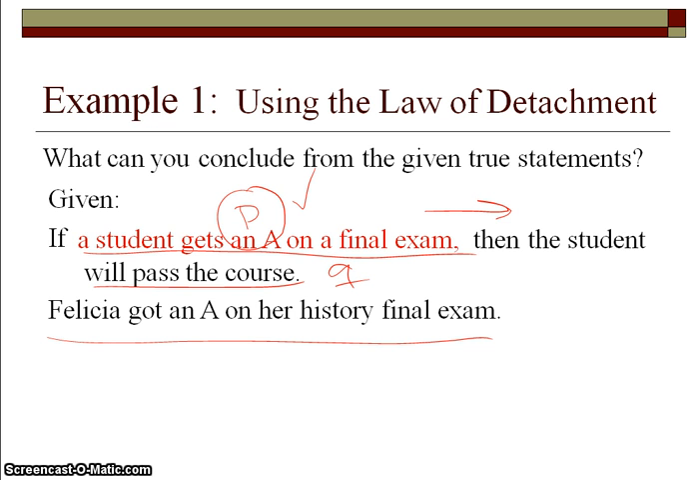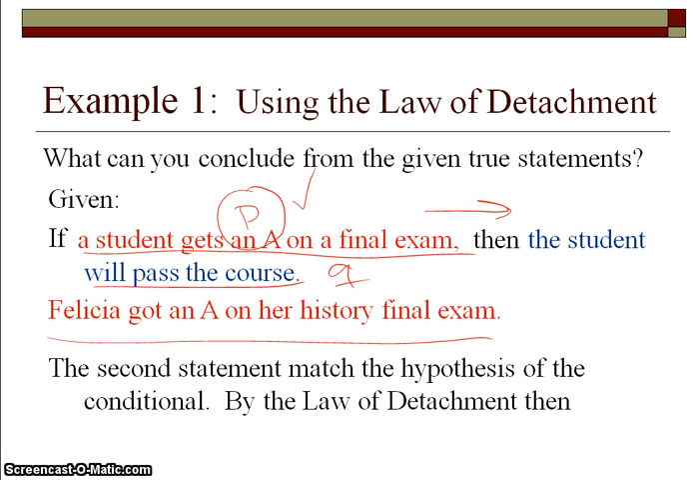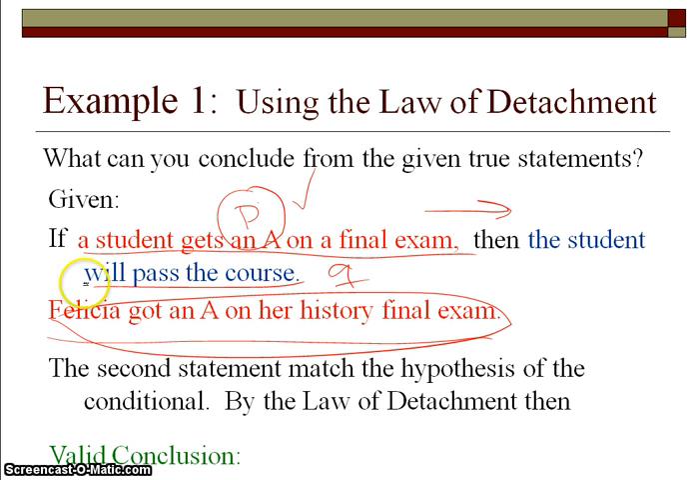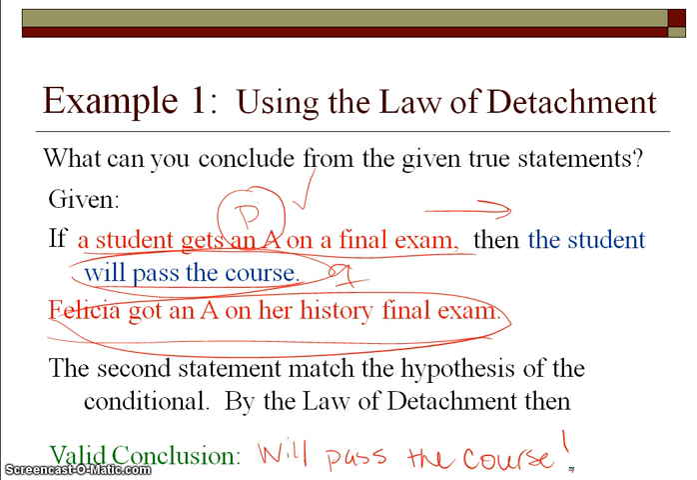So then we know that in fact, the second statement matches the hypothesis of the conditional. This statement matched P. So by the law of detachment, I know the valid conclusion is that Felicia will pass the course. Because I knew if P then Q was a valid statement, I told you P happened, Q's got to happen.